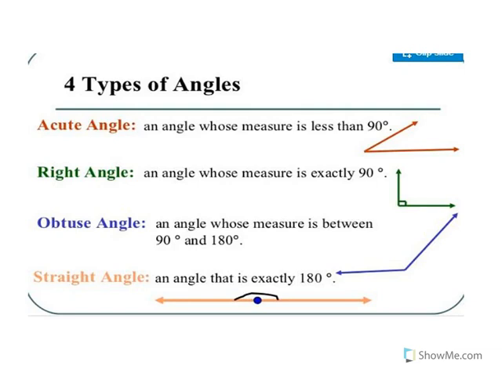There are four types of angles. Acute angle, an angle whose measure is less than 90 degrees. Right angle, an angle whose measure is exactly 90 degrees. Obtuse angle, an angle whose measure is between 90 degrees and 180 degrees. Straight angle, an angle that is exactly 180 degrees.